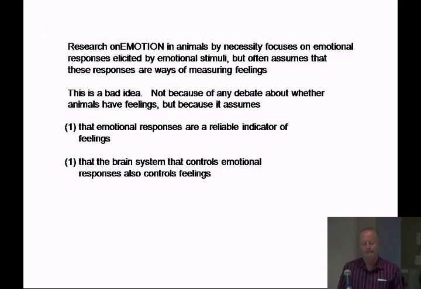Now, research on emotion in animals is by necessity focused on responses, things that you can measure, the responses that are elicited by emotional stimuli, and we often assume that these responses are a way of measuring feelings. I actually don't make that assumption, and I think it's a bad idea. And the reason for that is two assumptions. One is that emotional responses are a reliable indicator of feelings, and that the brain system that controls emotional responses also controls feelings. I think both of these are bad.